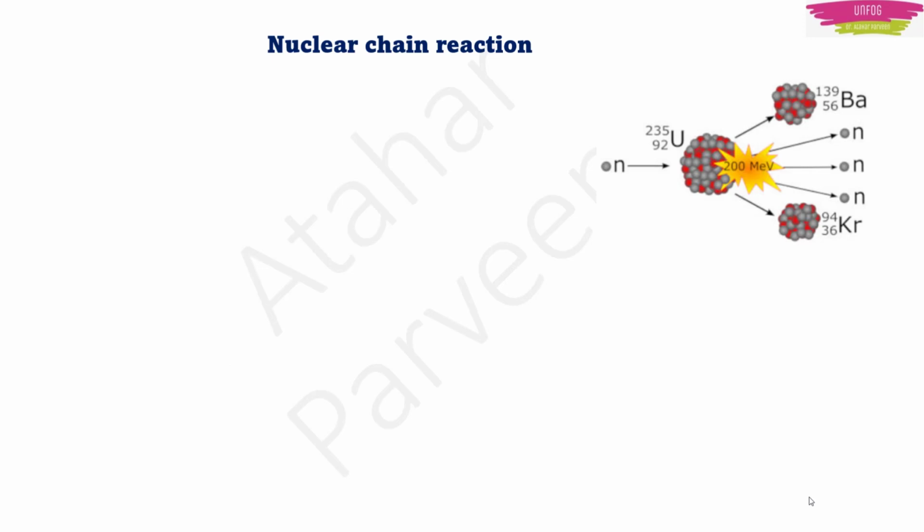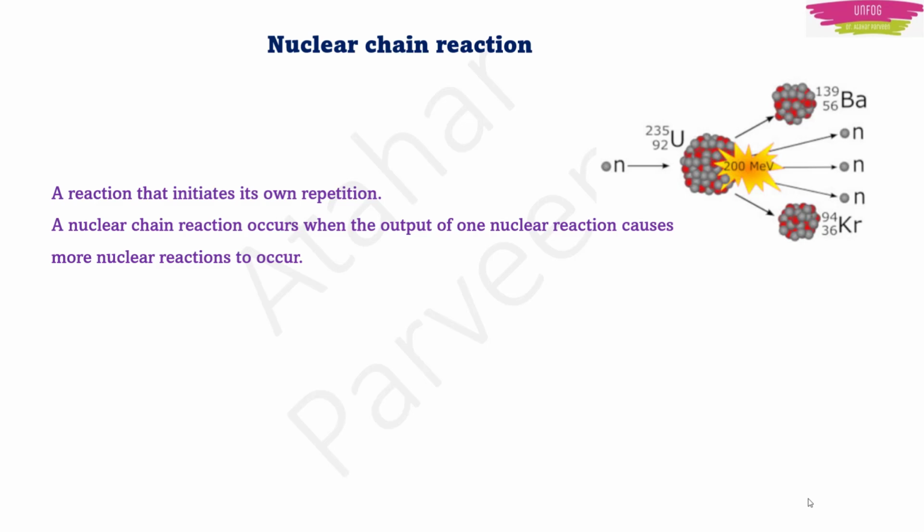In our previous class, we discussed all about nuclear chain reaction. What we learned there? We learned that when a uranium-235 is bombarded with a neutron, then that uranium will get split into barium and krypton along with 3 neutrons, and a lot of energy will be released. This process will go on continuing and a chain reaction will happen. We discussed that this reaction will initiate its own repetition, meaning it will repeat by itself, and this nuclear chain reaction will occur when the output of a nuclear reaction causes more nuclear reactions to occur. Again, that nuclear reaction's output will cause more nuclear reactions to occur. That's why the name nuclear chain reaction was there, right?